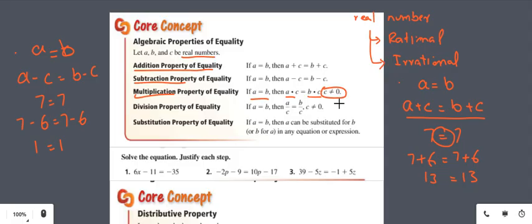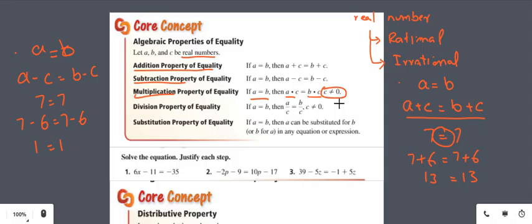Why do we need this condition? Just because, for example, if you multiply any number by 0, it is going to be 0. 0 equals 0, right? And it is a trivial case. So that's the reason we have this condition in the property.